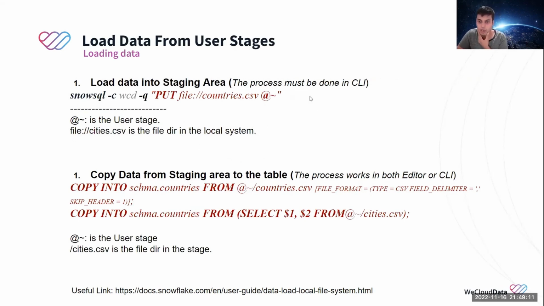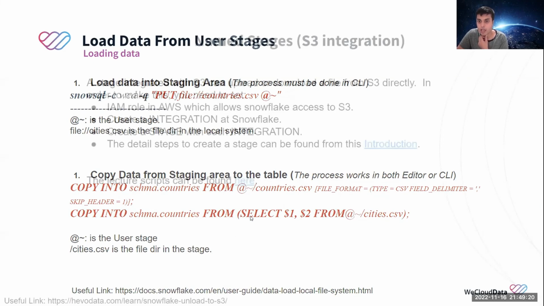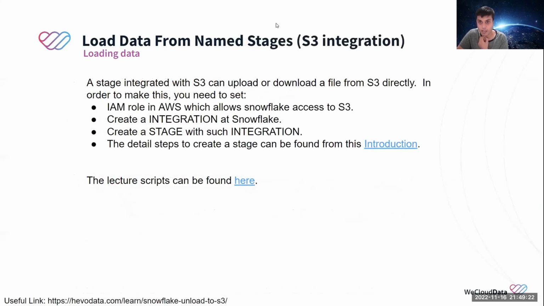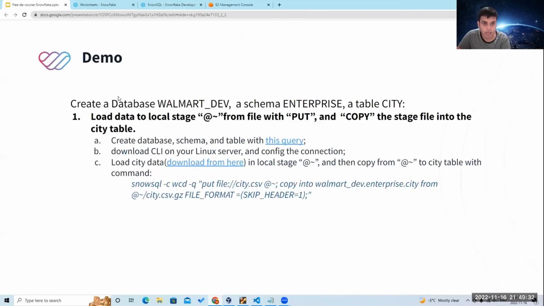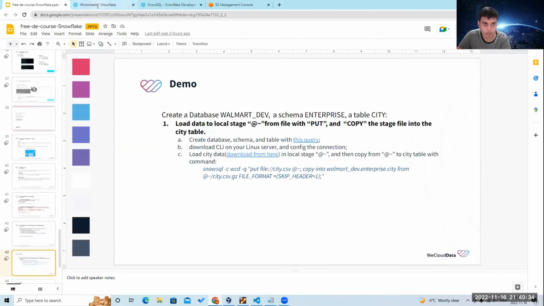The first thing I will show you is how to put things into a staging area, then copy into a table. And then, if I'm really, really fast, I will show how I can directly put things through S3 by building an integration between S3 and Snowflake. Okay, let's do the first thing quickly.